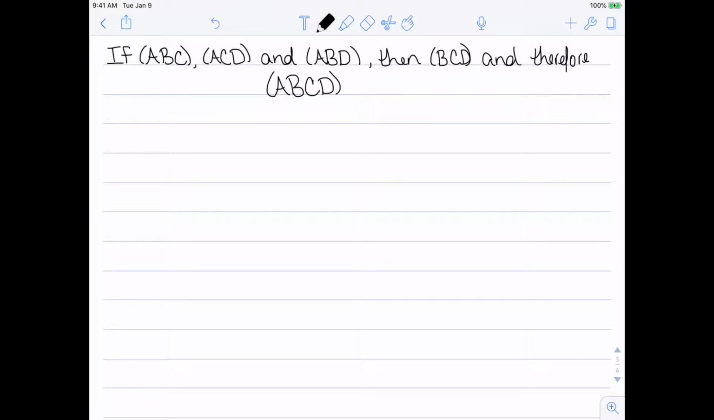So let's see if we can actually prove this. The first thing we have is we're going to consider ACD.